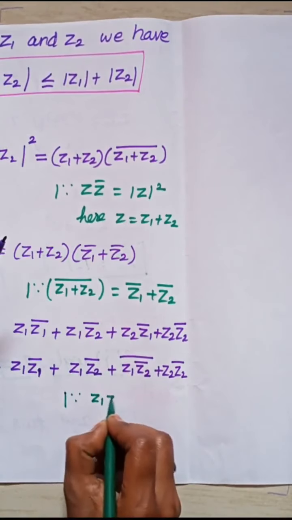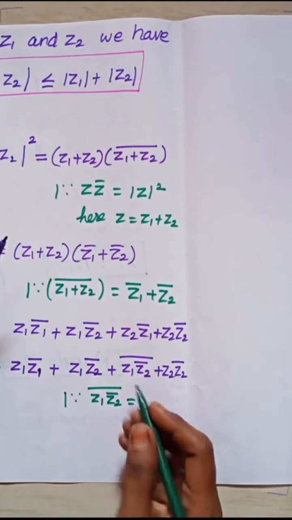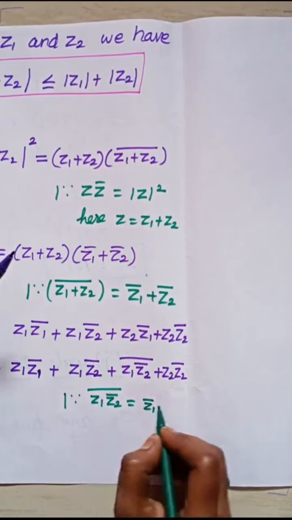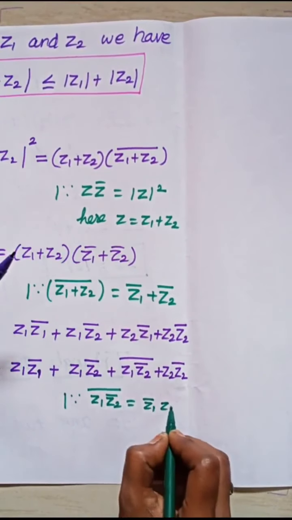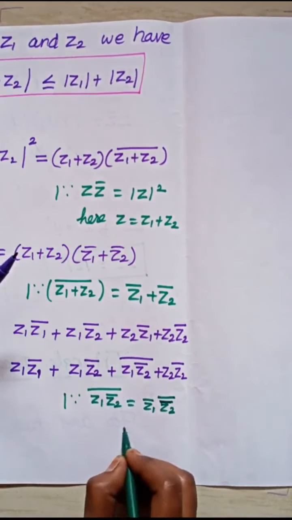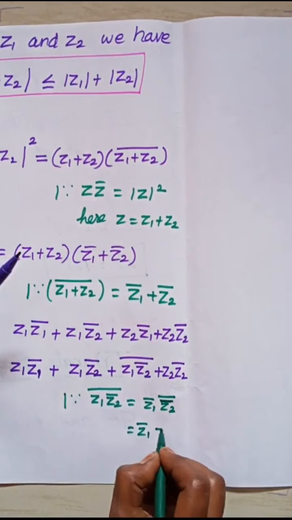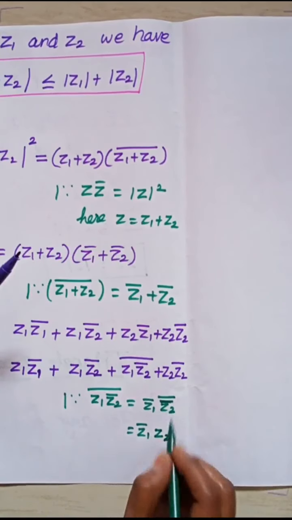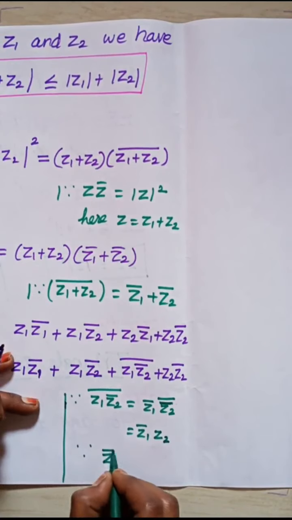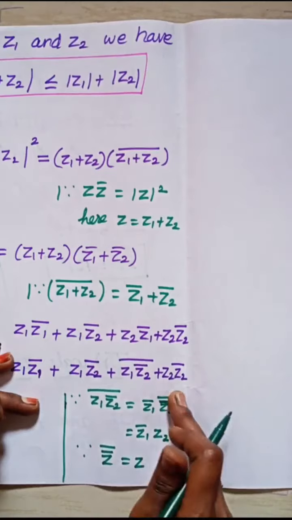Consider this, z1 z2 bar the whole bar. Take it separately: z1 bar into, here take the bar, z2 bar, already one bar, and take another bar. So z1 bar, and z double bar is z only. Here z is z2. Then only we use the result z double bar is z.